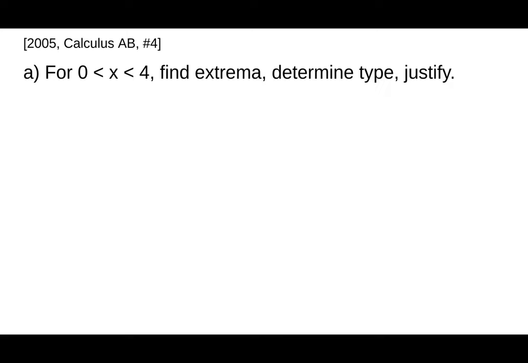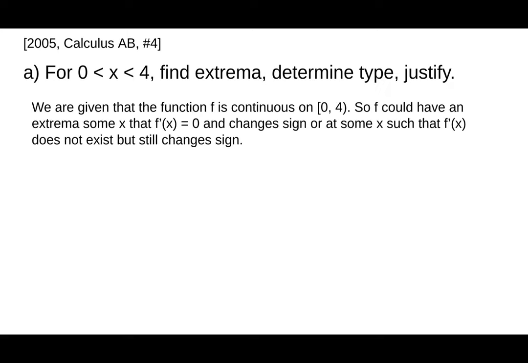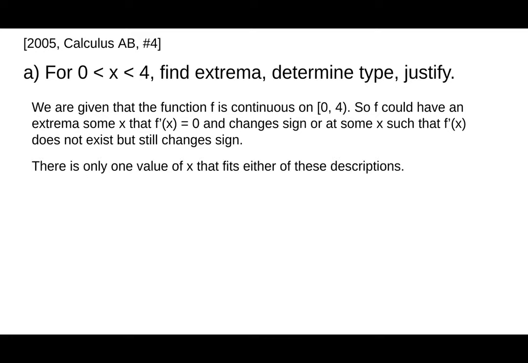But for part A, we are to consider x between 0 and 4 exclusive and find any extrema, determine the type, and justify our conclusion. We're given that the function f is continuous on [0, 4], so f could have an extrema for some x where f prime of x is equal to 0 and changes sign, or at some x such that f prime of x doesn't exist but does still change sign.